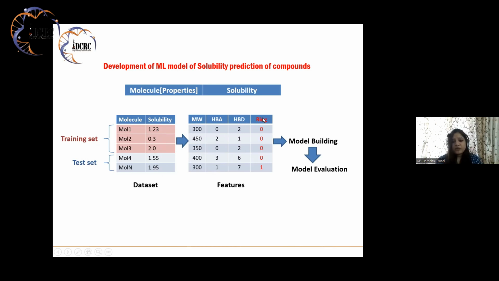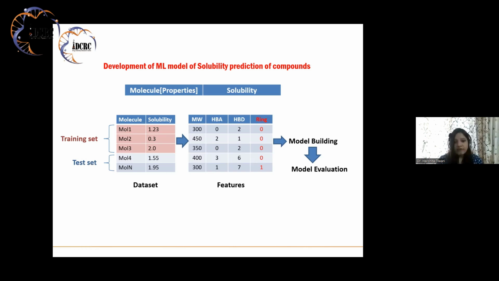But when you see the ring feature, whether the solubility value is 1.23, 1.55, 2.0, or 0.3, the number of rings is not changing. So we can say that the property we need to predict, like solubility, is not depending on this ring feature. So we can remove this feature to minimize the errors while developing the model. This process of removing unwanted features while building the model is known as data cleaning or data processing.